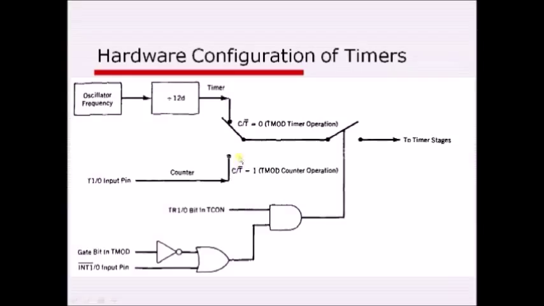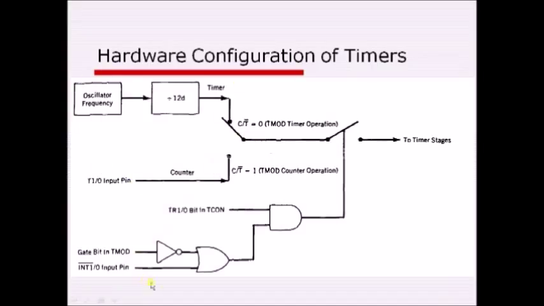Now if this C by T bar is 1, then it works as a counter. Therefore, this particular switch will be connected to this point, and then it is going to receive the clock signal from the T1 or T0 input pin. That depends on the timer which we are using. If it is getting the clock signal, then only the timer starts running. If not, it would be stopped.